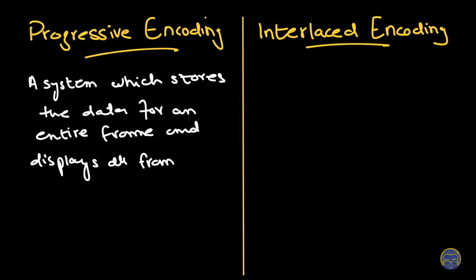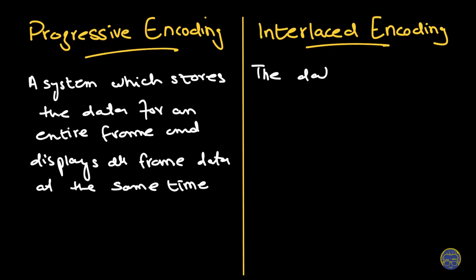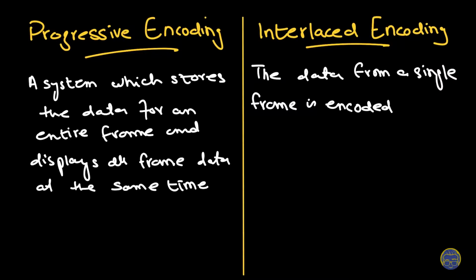The other is interlaced encoding. The problem is that some devices such as television are not designed to display all the frame data at the same time. The data from a single frame is encoded as two separate fields, one containing the data for the even numbered rows and the second having the data for the odd numbered rows. The term interlaced comes from the concept that the image is rendered by switching between the even and the odd fields. It follows that the rate of the picture display is twice the frame rate.